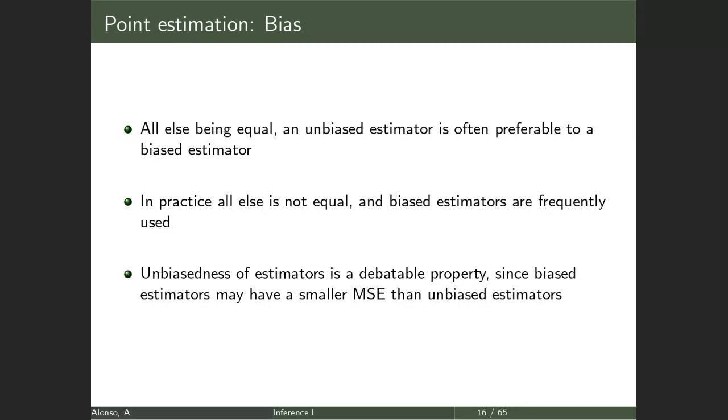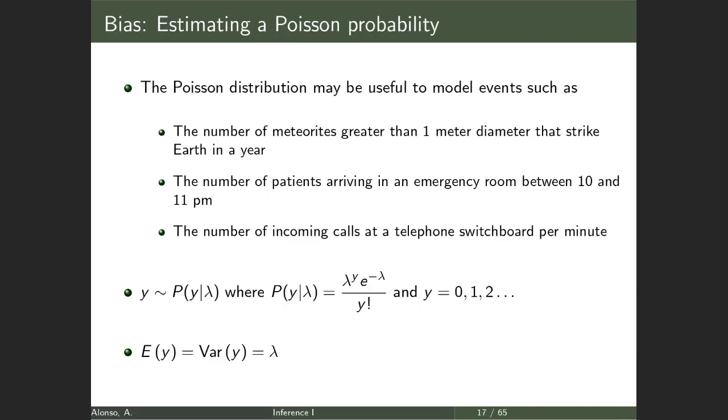So it's a nice property. We will frequently want to have it, but it is a debatable property to a certain degree, because you may have a biased estimator that has a smaller mean square error. That means essentially that its values will be more concentrated around the true value, even though they are biased, than certain unbiased estimators. So it's something you need to take with care. Let me give you an example.